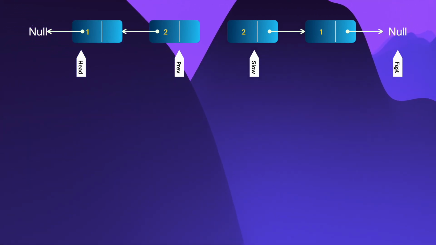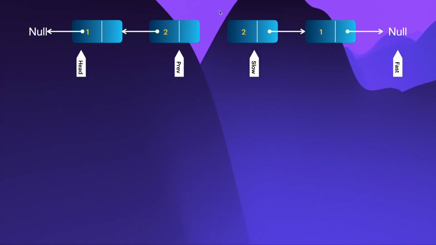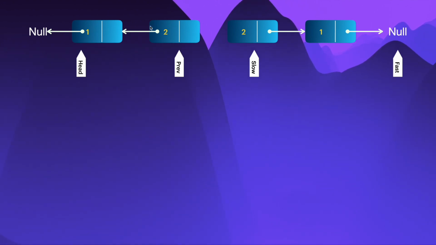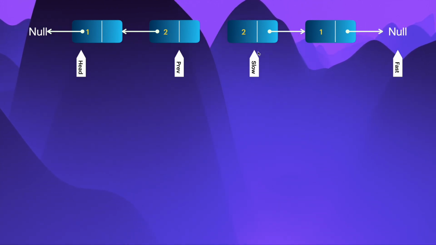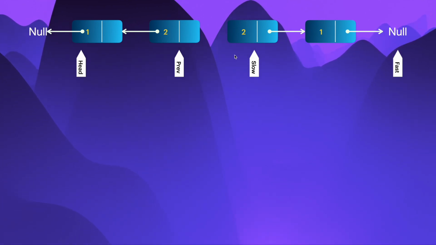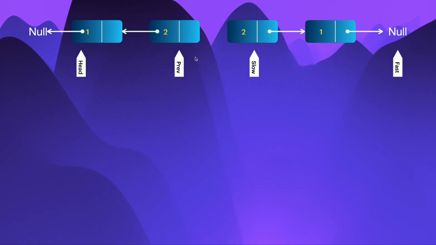In the third iteration, you can see that the first node is pointing at the null, so the loop is not going to run anymore. And you can see that we have two linked lists. The first one is the first half of the original linked list, and its head is the previous pointer. The second list is the other half of the original linked list, which starts from the slow pointer.